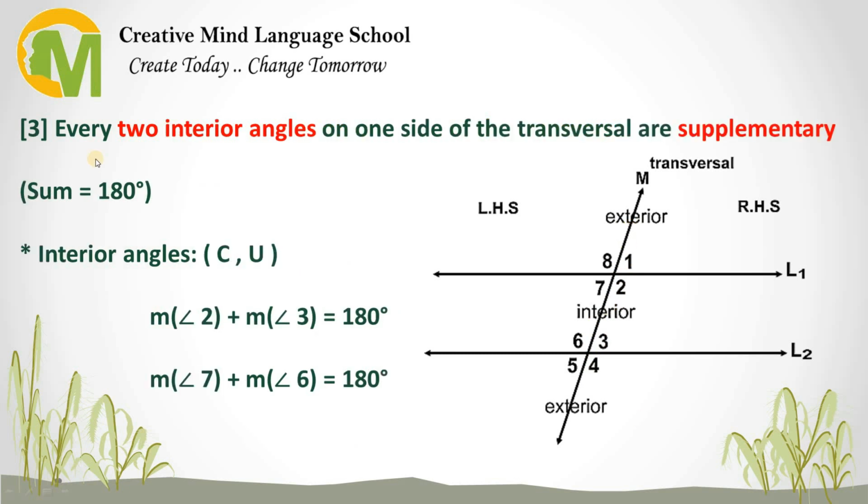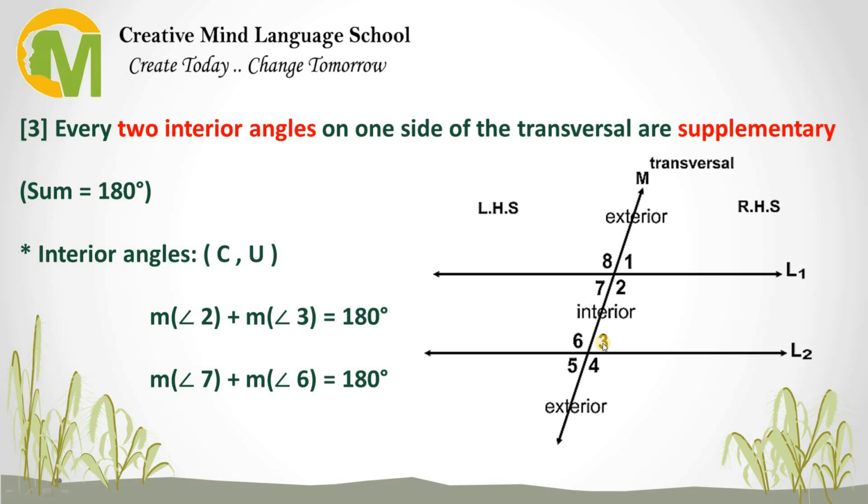The third and final rule of parallelism is that every two interior angles on one side of the transversal are supplementary. Supplementary means that their sum equals 180 degrees. Okay, we are searching for two interior angles, and the rule says that they are supplementary, or the sum of the two angles equals 180 degrees. Two interior angles, it's very easy that we can find them here.